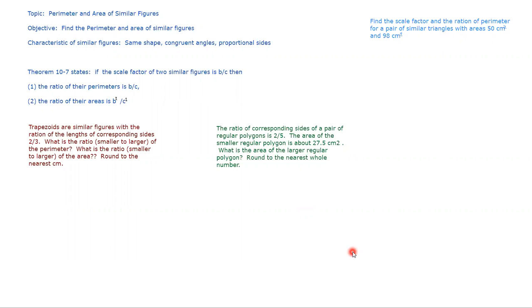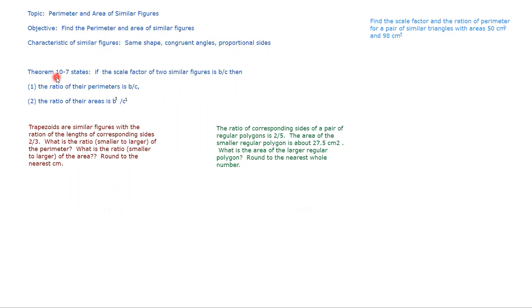Today's topic is perimeter and area of similar figures. The objective is to find the perimeter and area of similar figures. I want to remind you that some characteristics of similar figures are that they are the same shape, they have congruent angles, and they have proportional sides.